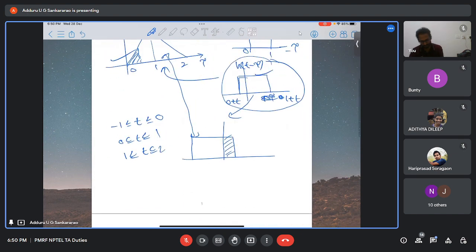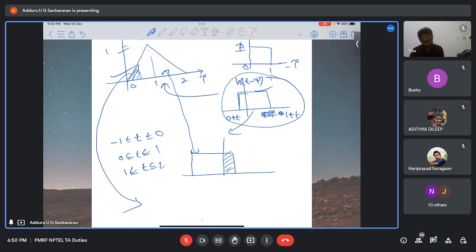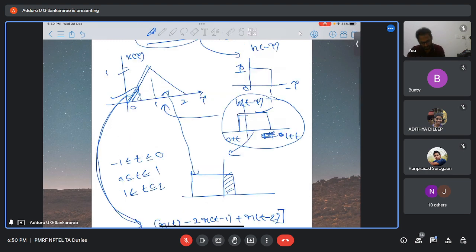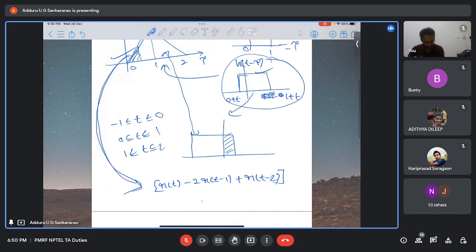Can I write the x of t like this? The first one: r of t minus 2 r of t minus 1 plus r of t minus 2. R means ramp. Can I write the first equation like this? Yes. With one slope it is going, that means it is t into u of t, which is nothing but r of t, the ramp.